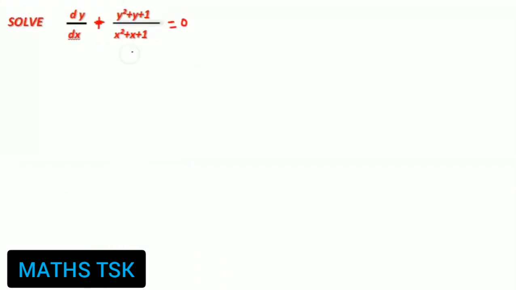An important problem, look here. dy by dx plus this is given. You can write it like this: dy by y square plus y plus 1, isn't it? Plus dx by x square plus x plus 1 is equal to 0. This equation, you have an idea of dividing this.